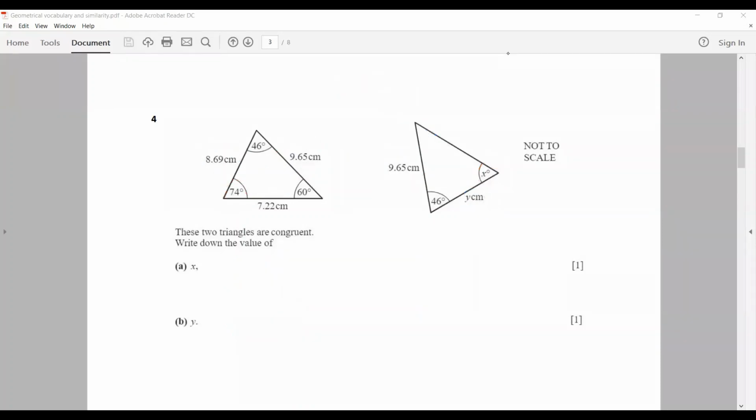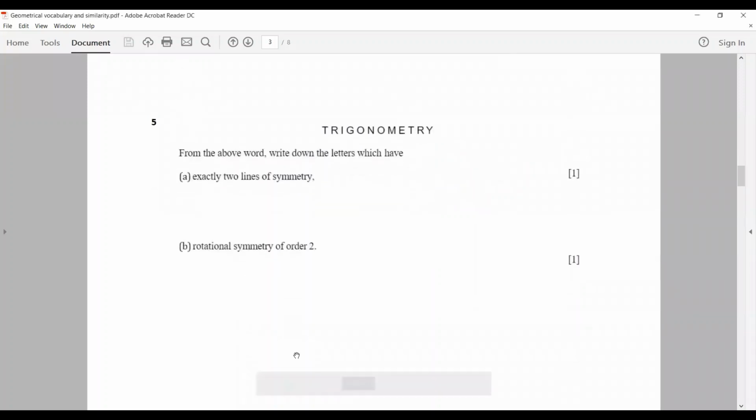Moving on to question number 5. We have the word trigonometry. We haven't reached that chapter yet. So from the above word, write down the letters which have exactly 2 lines of symmetry. You know what a line of symmetry is. For example, the letter T, maybe I can maximize T for you so you can see it better. We have only 1 line of symmetry, right?